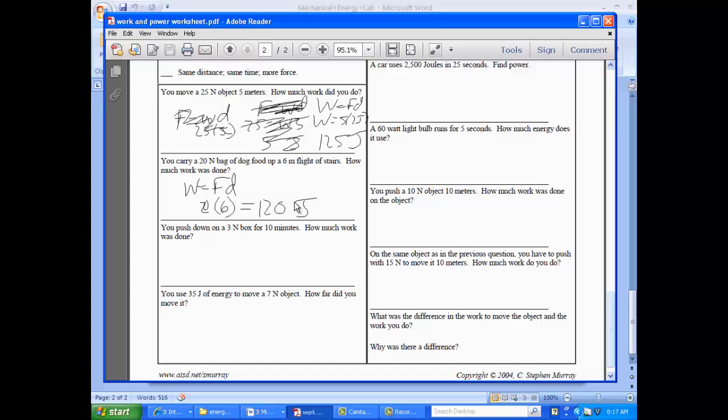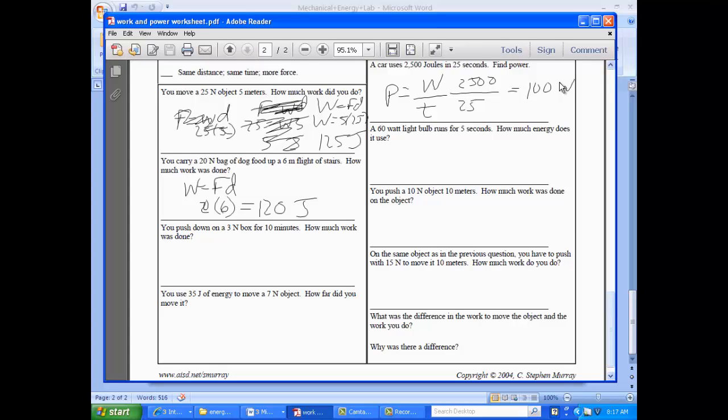Okay. All right, if we are looking for power here, a car uses 2,500 joules in 25 seconds. Find the power. How much work was done? 2,500. Time is 25. What are we looking at here? 2,500 divided by 25. There we go. So 100 watts of power.